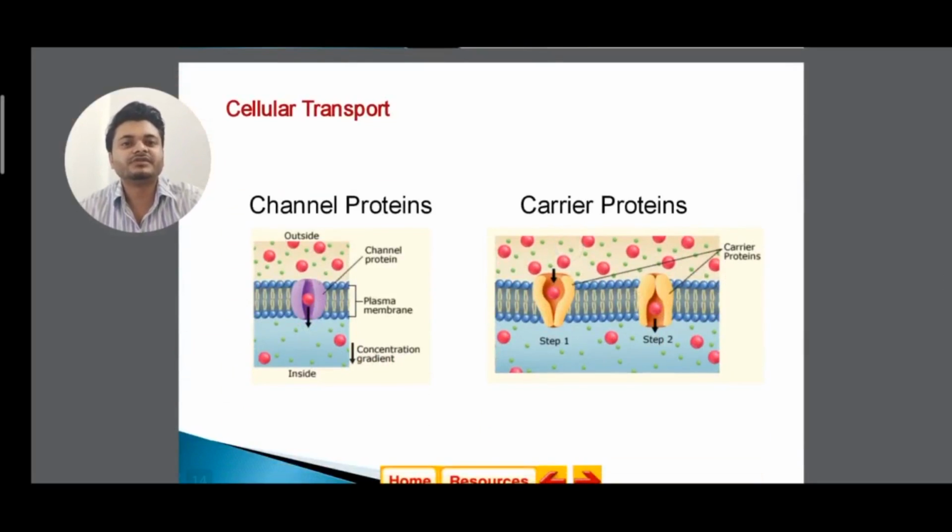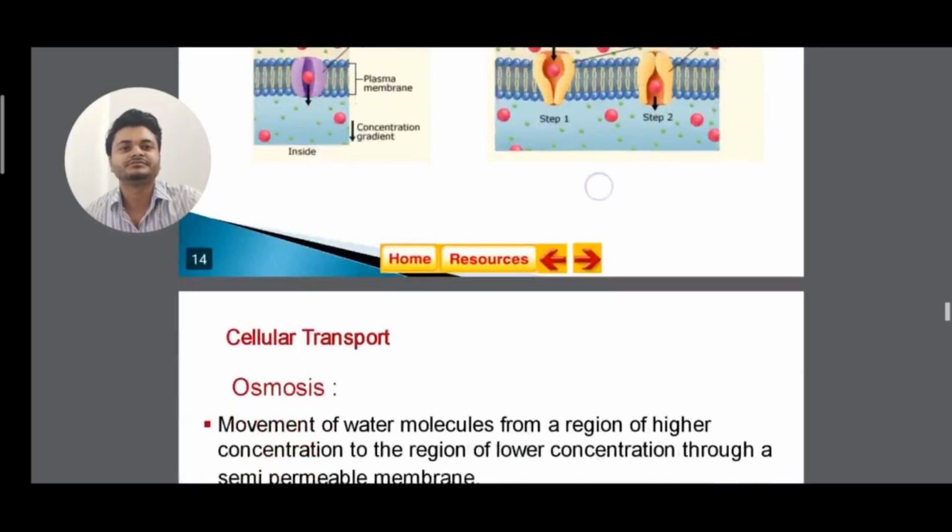See, there are two different types of proteins they have given: channel proteins and carrier proteins. Channel proteins are always present in the plasma membrane. They help to pass. But carrier protein means those molecules that will not pass, the carrier will help them to pass inside the cell, from outside to inside.